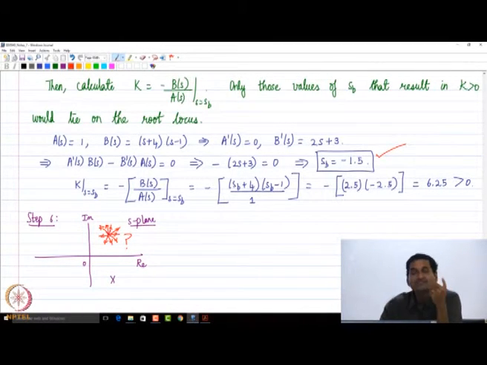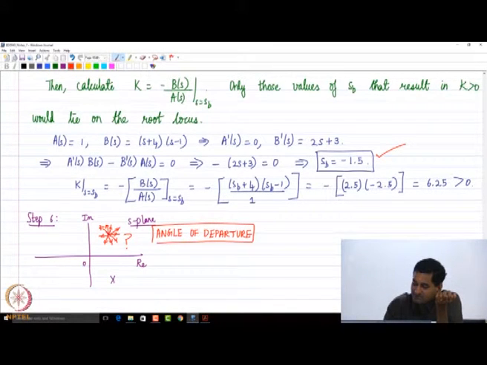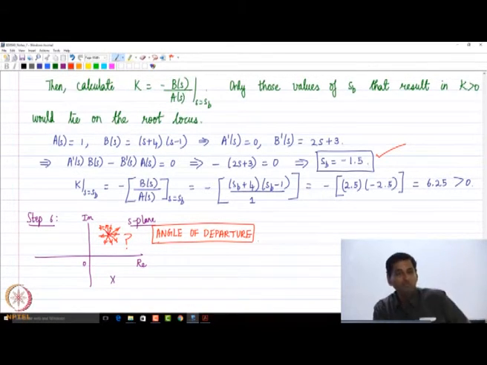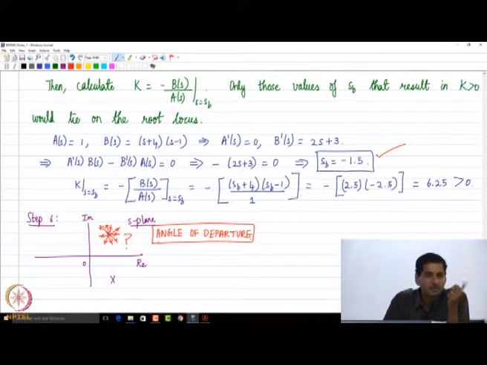The angle at which it starts, initially, as it leaves the open loop pole is what is called the angle of departure. So, I hope it is clear why it is called the angle of departure from a complex open loop pole. Because I have a branch departing from an open loop pole. The question is, what angle does it make?